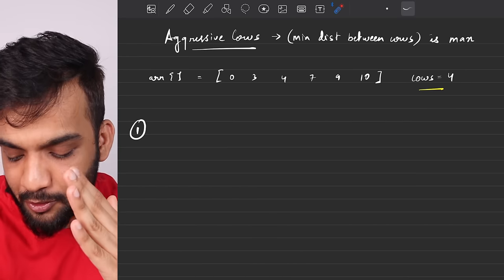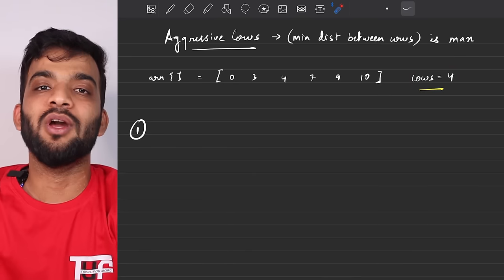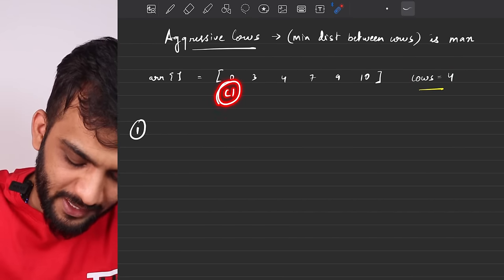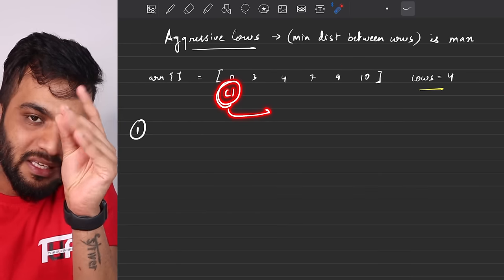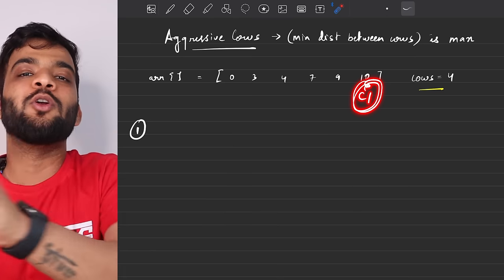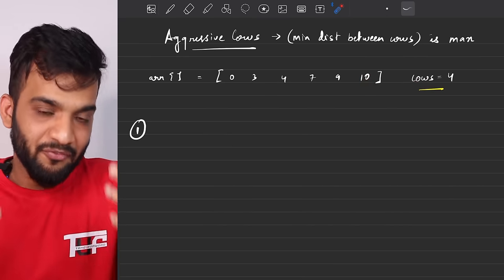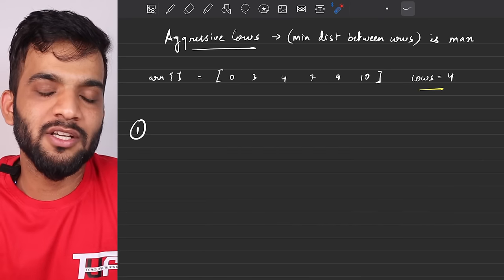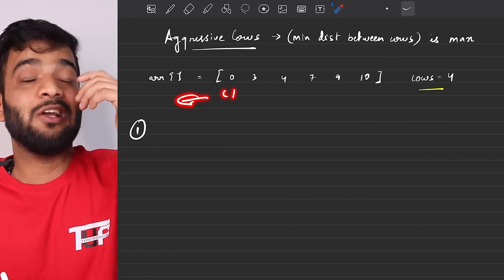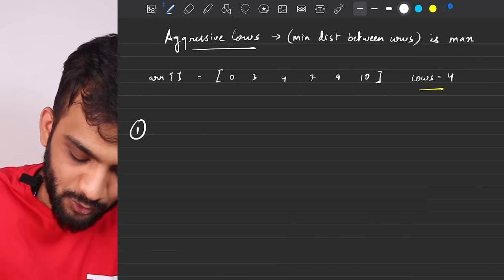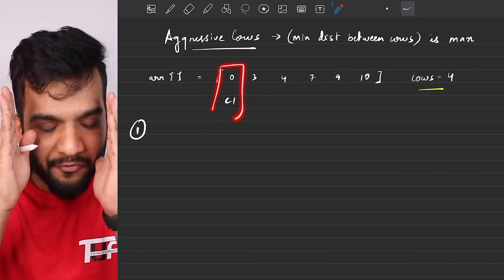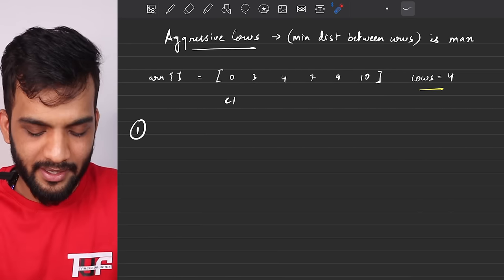You want to put 4 cows. So greedily, you will try to take the first place and then look for the distance increase. There's no point in putting it here, because if you put it here, you'll not be able to place 4 cows. So the faster you put, the better it is for you, because there is no cow before it. So there is no need to think of the distance. So that is why the ideal scenario will be to put the first cow at the first stall, whatever index is given to you.